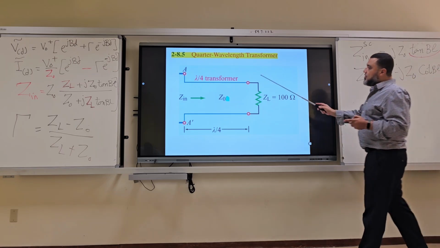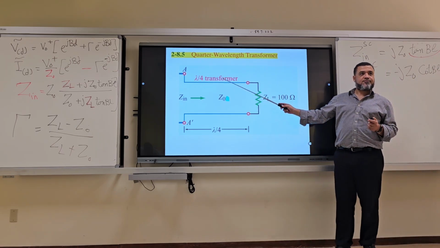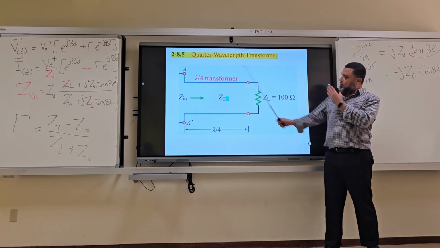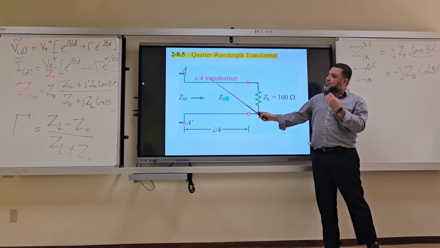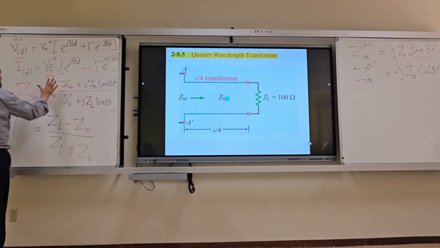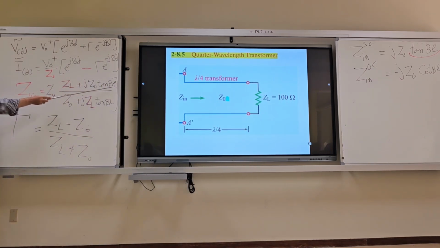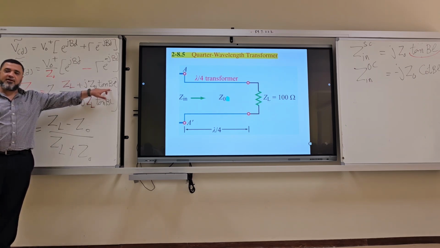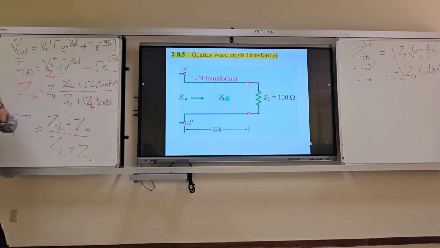What about if the length of the line is lambda over 4? If it is lambda over 2, ZL comes back here. But with lambda over 4, go with the same equation. What's tan beta L? Beta is 2 pi over lambda and L is lambda over 4. What is beta L?